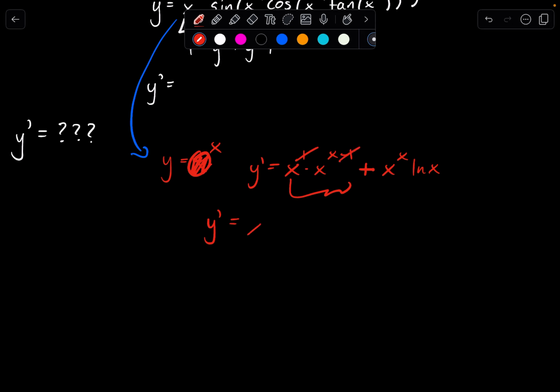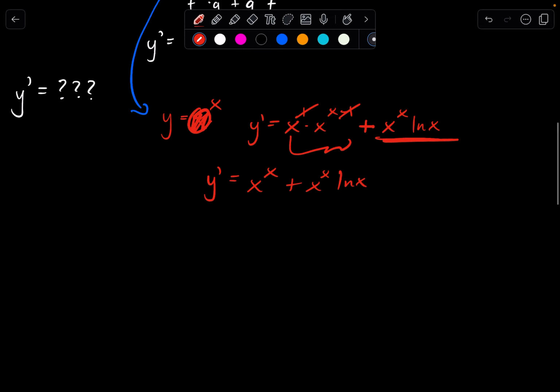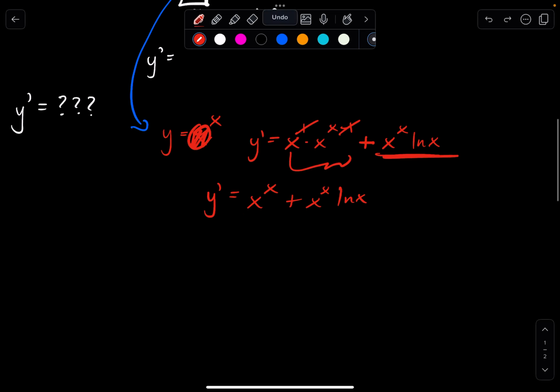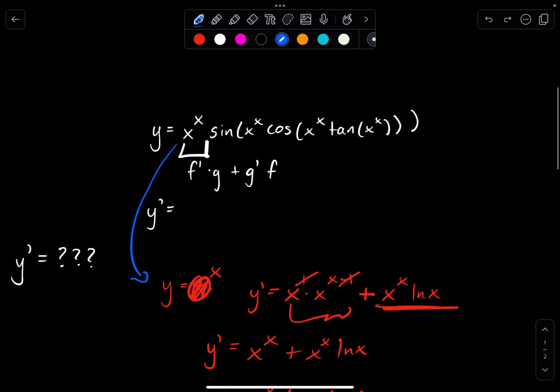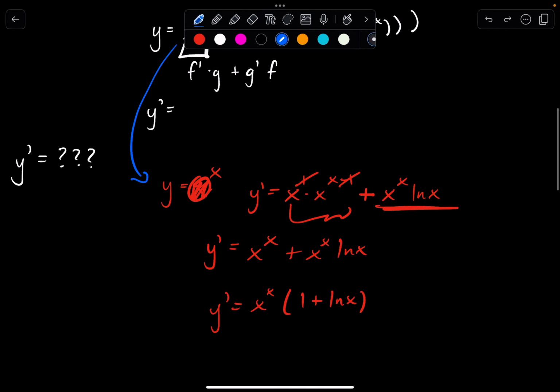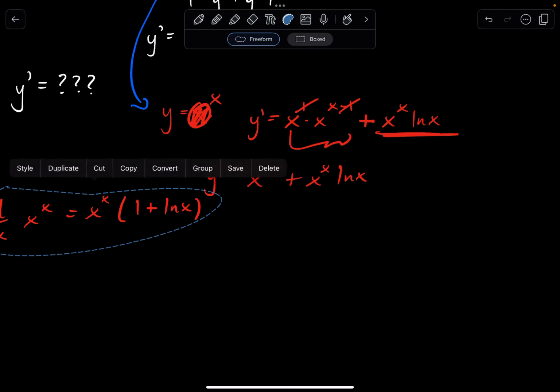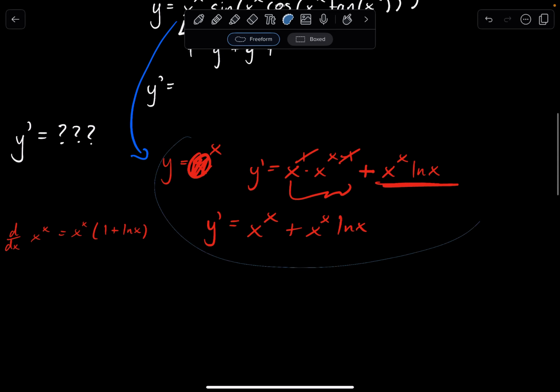So we have y prime equals x to the x, and then we have this right here, plus x to the x ln x. For simplicity purposes, I'll just be factoring out an x to the x right here. So we have y prime equals x to the x, 1 plus ln x. That's our answer. And I did the proper proof of this using the proper logarithmic differentiation in my separate video. You can check that out. So now we know that the derivative of x to the x is equal to x to the x times 1 plus ln x. So that's something we need to know for this question.